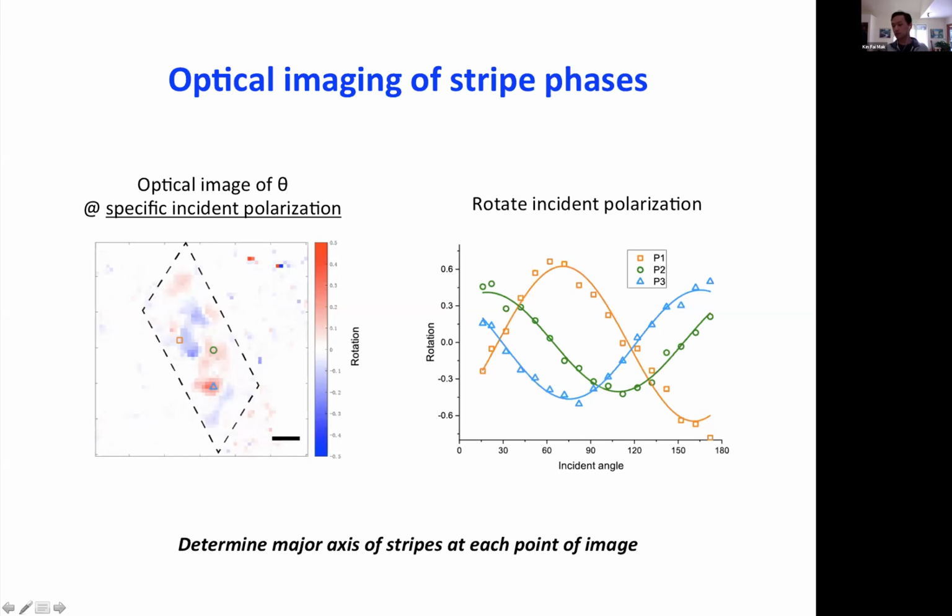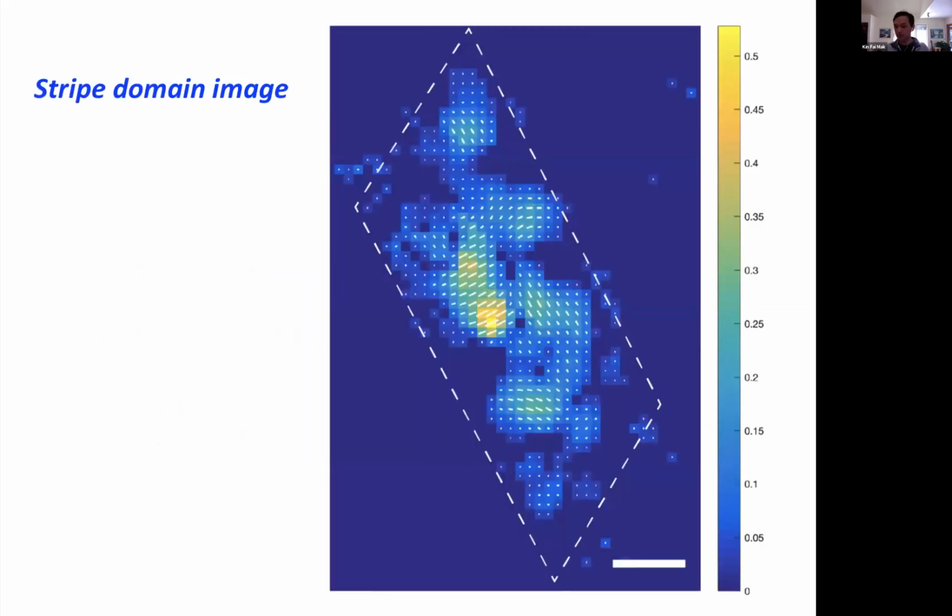And I will also mention the role of strain in this type of measurement. Yeah, just bear with me for a second. What it shows here is the rotation signal at these 3 particular points as a function of the incident polarization, right? And you can see that the stripe phases at different points orient, the major axis orients at different angles. And then we can obtain a map.